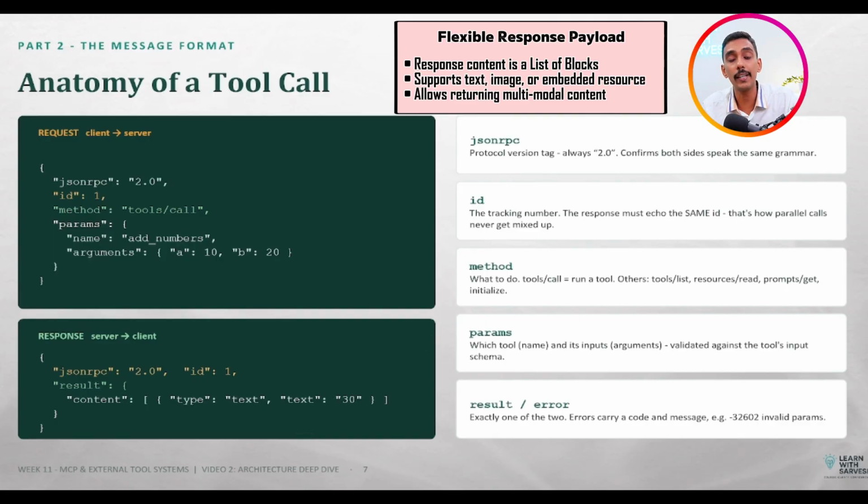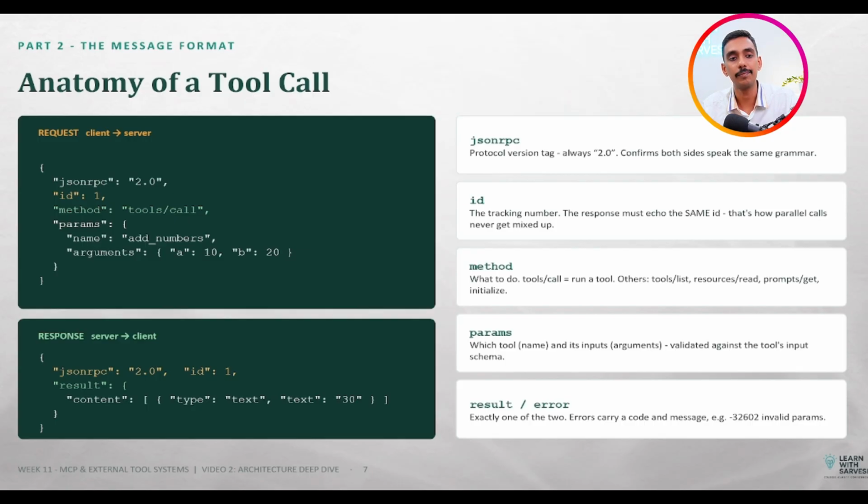Because tools are not limited to text. A tool can return an image. It can return structured data. It can return several blocks at once. That is why content is a list.